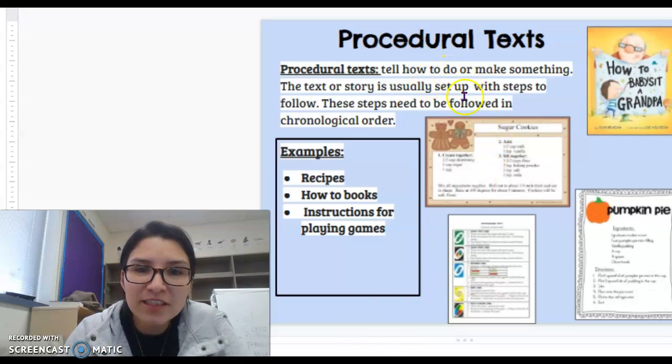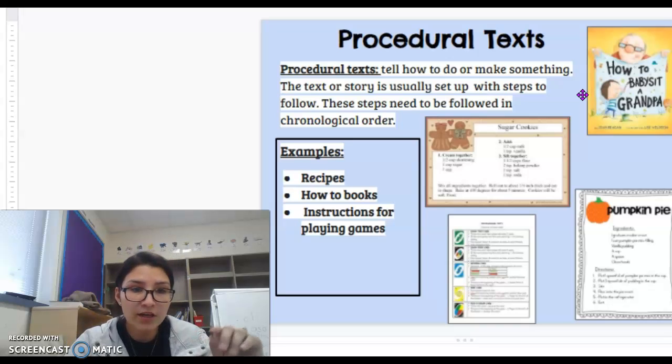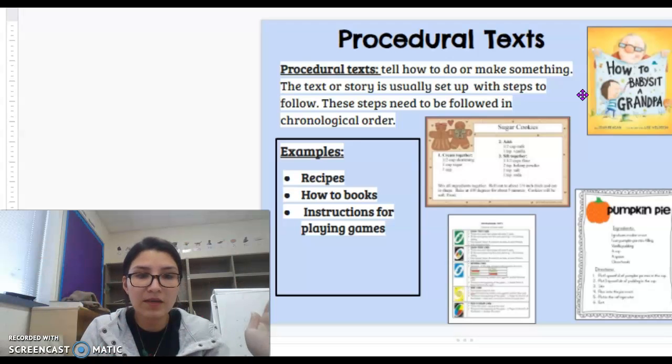So procedural texts tell how to do or make something, okay? So the text or story is usually set up with steps to follow. These steps need to be followed in chronological order. Remember, chronological order is we are going to follow first, second, third, fourth. We're going to follow them in order. We're not going to go out of order. It's going to be in order.